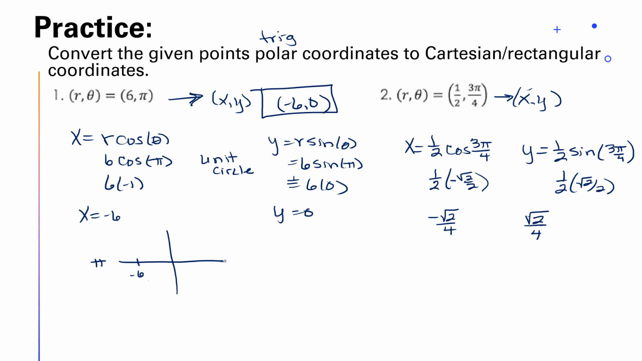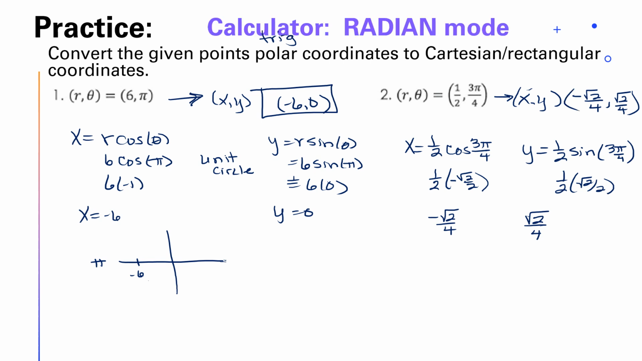So in this example, number 2, the Cartesian points corresponding to the given polars are negative root 2 over 4, comma positive root 2 over 4. Boom, there we go. We've got a couple more of these to practice. Let's see how we do.